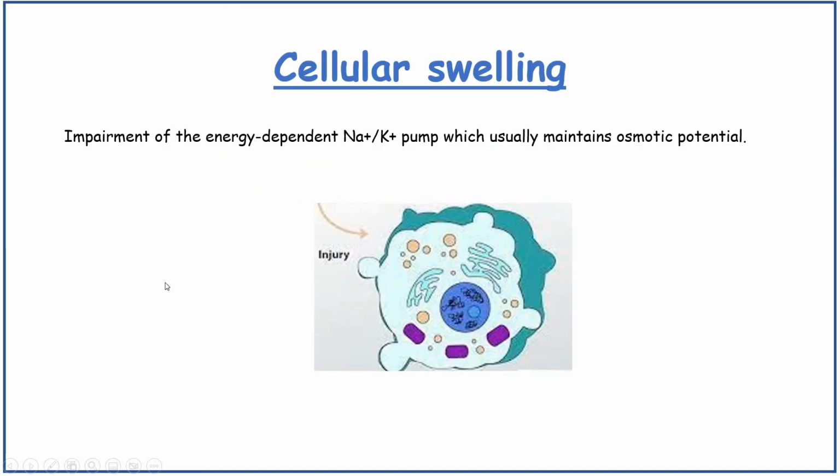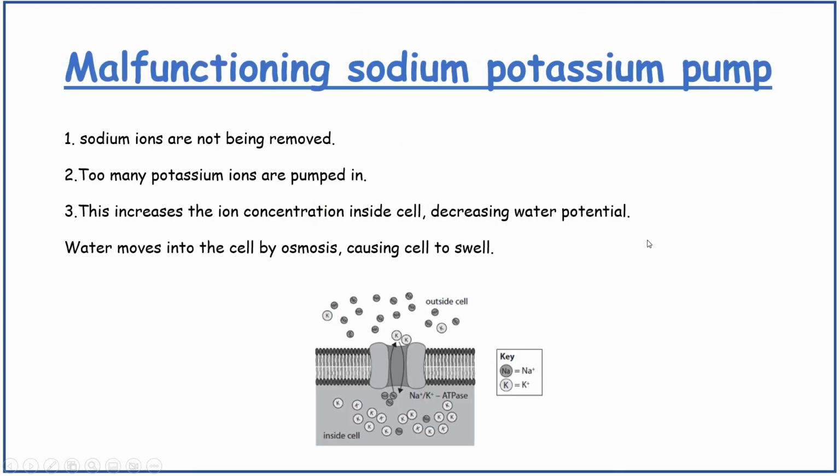So first of all, cellular swelling. So this is impairment of the energy-dependent sodium-potassium pump, which usually maintains osmotic potential of the cells. If this sodium-potassium pump is malfunctioning, the sodium ions are not being removed, and that means too many potassium ions are pumped in, which increases the ion concentration inside the cell, which decreases the water potential. Therefore, water moves into the cell by osmosis, which causes the cell to swell.